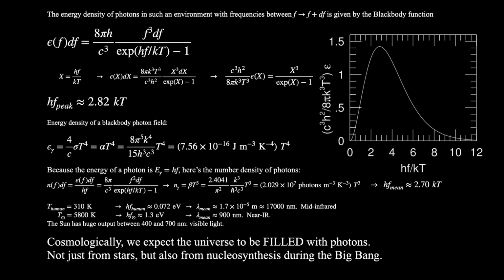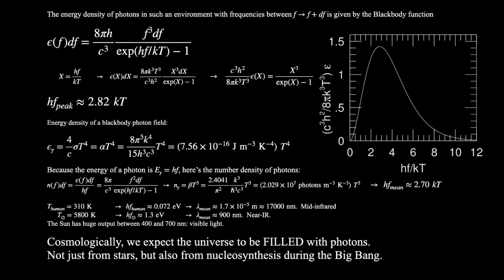And the energy density depends on a constant times the temperature to the fourth power. So if you have twice as hot a gas of photons, it will have 16 times the energy density. Because the energy of a photon is h times the frequency, we can say what's the total number density of photons inside of the field. So we just take the energy density and divide it by the energy of one photon, and we have the number density of photons in a small frequency interval df.